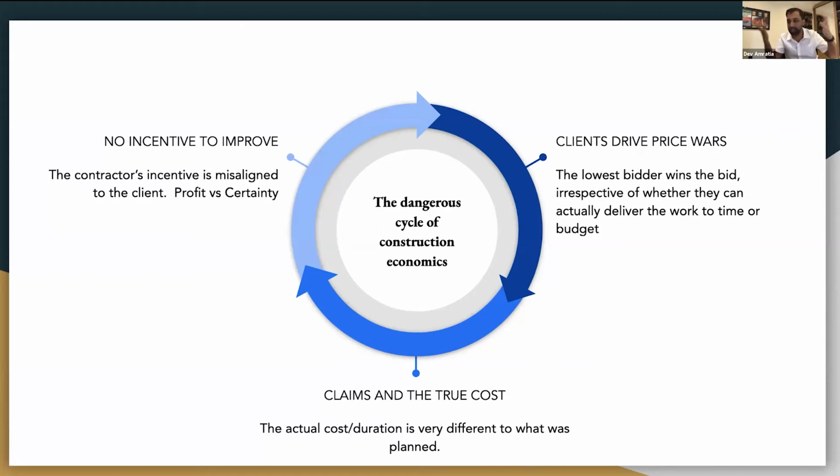So why does this end up happening, right? Why is it that contractors end up bearing most of this risk? Together with some friends at the University of Cambridge and Harvard Business School, we've been exploring a lot of these concepts in construction economics.